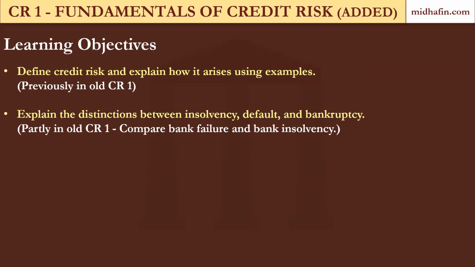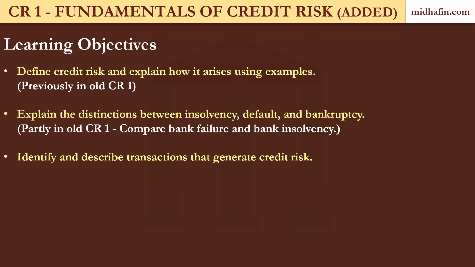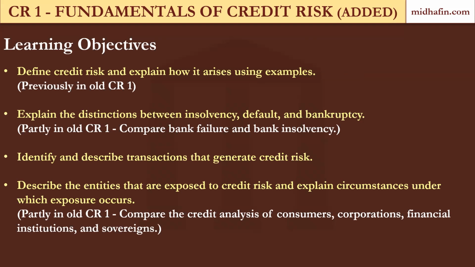Then the second learning objective, explain the distinctions between insolvency, default, and bankruptcy. It was partly there in old CR1 because you can see that the learning objective is more or less the same, except for the word default. In fact, default and bankruptcy, bank failure and bank insolvency has been compared. So it's partly similar. Then identify and describe transactions that generate credit risk, and then the fourth one is entities that are exposed to credit risk.